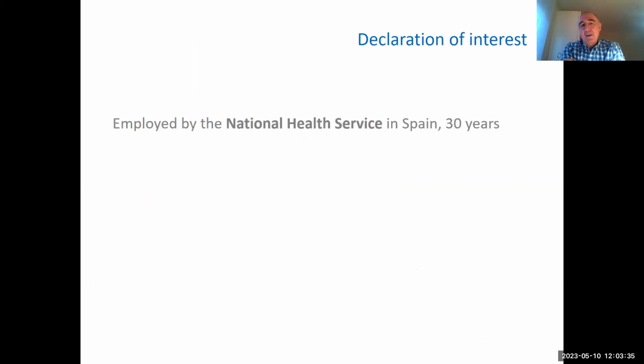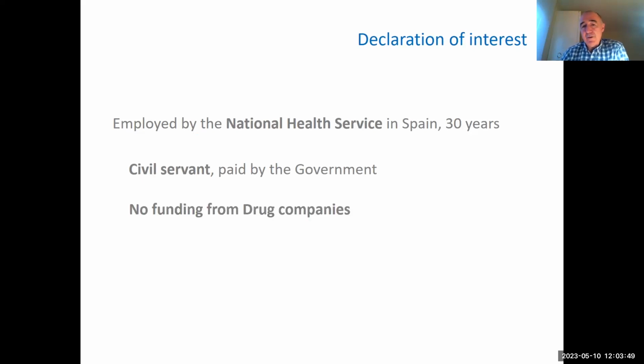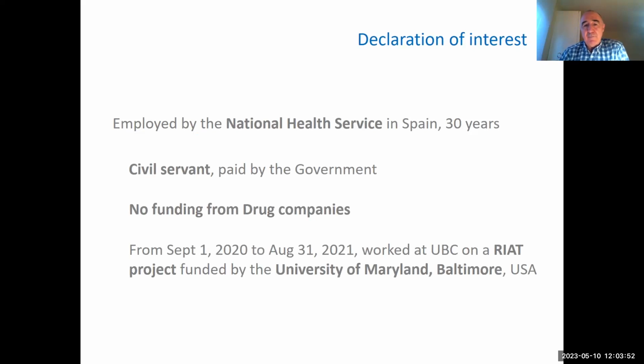And first, my declaration of interest. I've been working for the National Health Service in Spain over the last 30 years. That means I'm a civil servant and paid by the government, my province government. I have no funding from drug companies. And from 2020 to 2021, I spent 1 year, as Dr. Perry already said, at UBC working on a project to restore a clinical trial that was funded by the University of Maryland in Baltimore, USA.